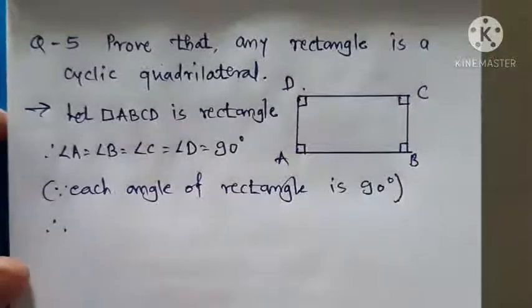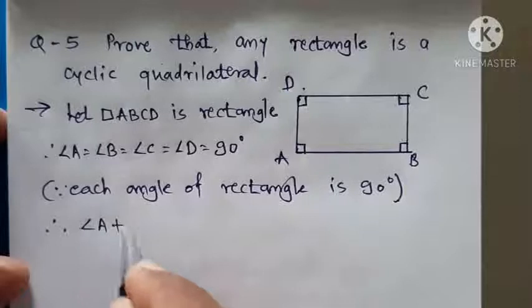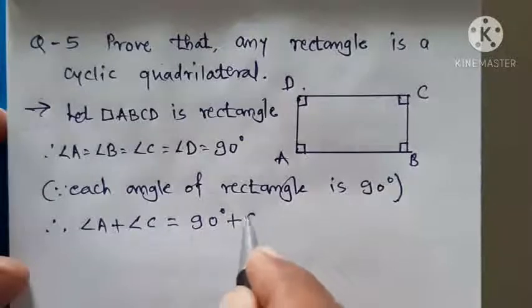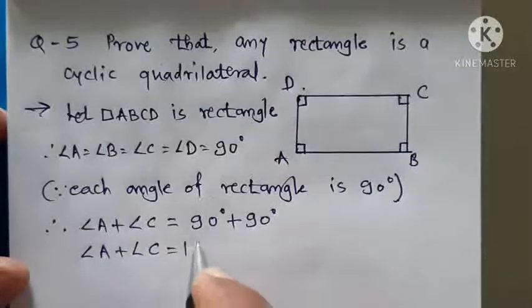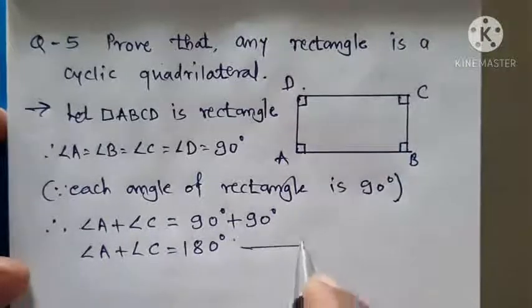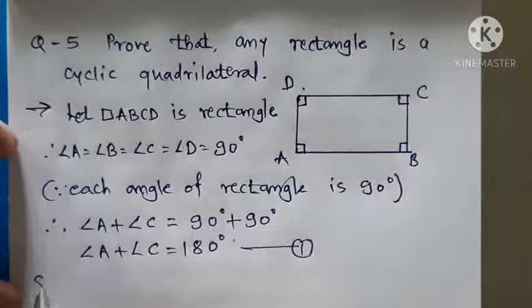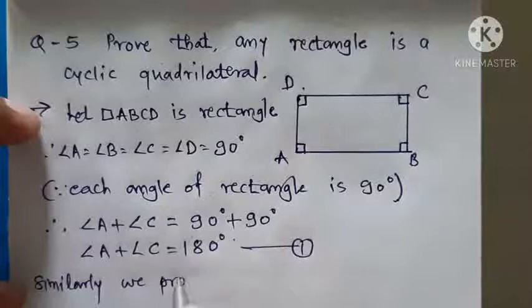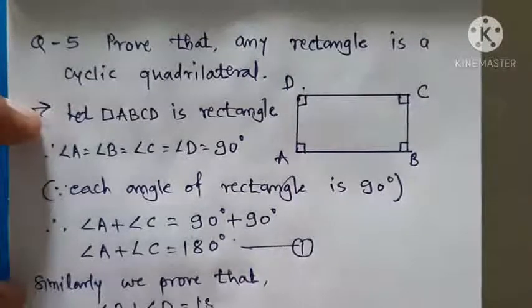Therefore, take the opposite angles of a rectangle. Therefore, angle A plus angle C is equal to 90 degrees plus 90 degrees. Therefore, angle A plus angle C is equal to 180 degrees. This is equation first. Similarly, we prove that angle B plus angle D is equal to 180 degrees.